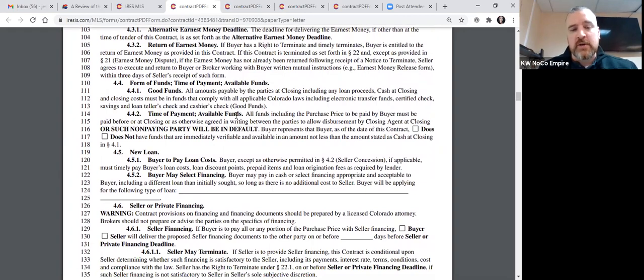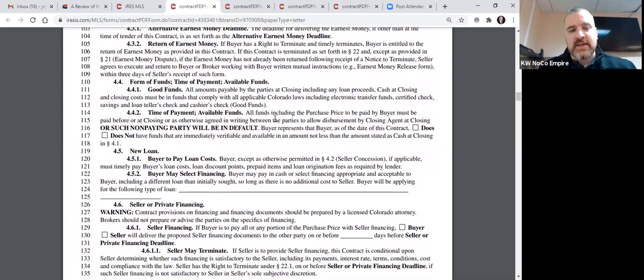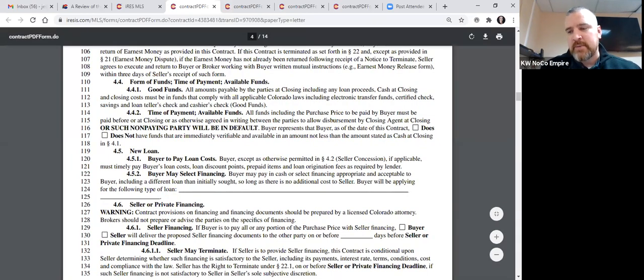So any proceeds for closing need to be in the form of good funds that will allow for title to fund the deal at closing. Okay. Time of payment and available funds. So again, similar to contract to buy and sell, either buyer does or does not have those funds that are immediately verifiable, and not less than that stated as cash at closing with capital C's.